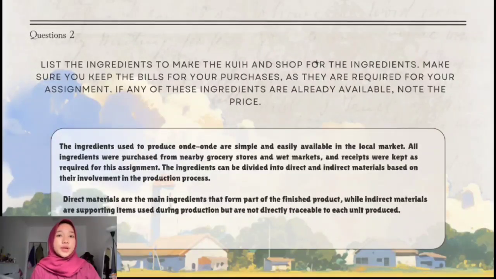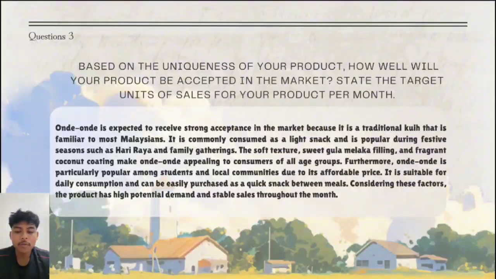So the first is direct material. We use glutinous rice flour, cost 3 ringgit, wheat flour, 2 ringgit and 90 cent, gula melaka, 2 ringgit and 30 cent, pandan extract, 3 ringgit and 50 cent, water, 50 cent, and lastly grated coconut cost 2 ringgit. Next, for the indirect material, we use salt, cost 2 ringgit and 10 cent, and plastic packaging, 2 ringgit and 50 cent. So right now we move to the third question.